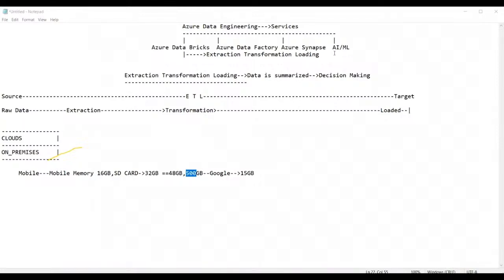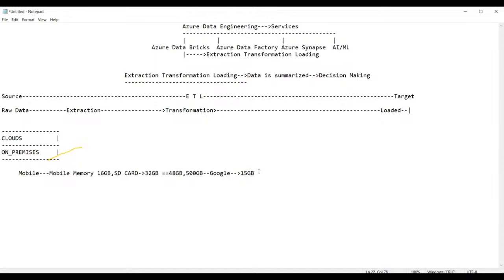My question is that my mobile memory already has 16 GB memory, and I have installed an SD card with 32 GB memory. Totally both the memories amount to 48 GB. But I have some more 500 GB memory to be stored. So for that, I took the support of Google Drive, and Google Drive is providing only 15 GB memory. What is the alternative for me now?